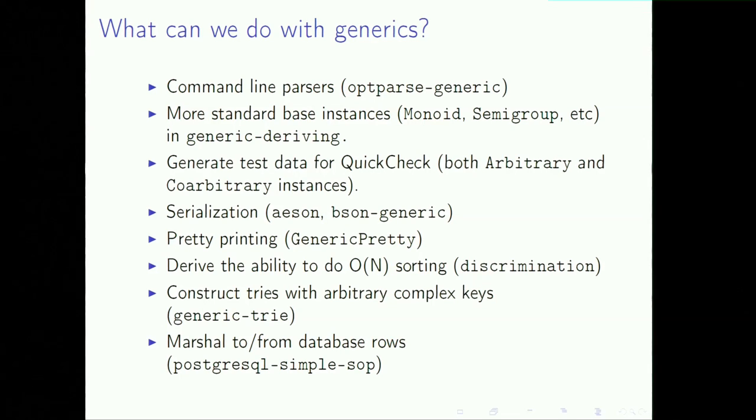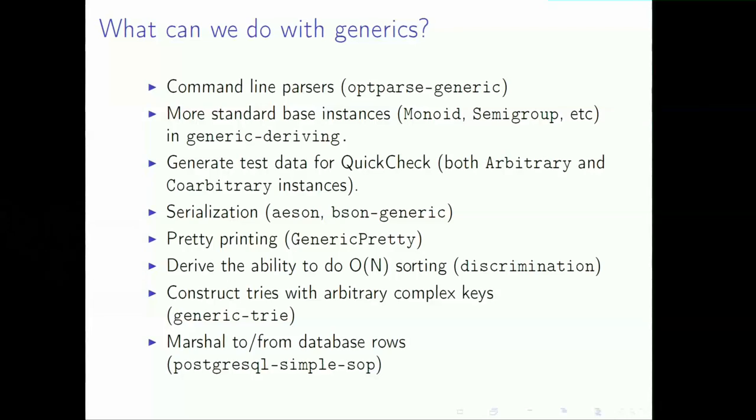called optparse-generic, which is able to generically derive a parser for the command line arguments when we're running things in the command line. So all we need to do is specify a data type of the possible options or parameters to the program. And given that information, that library can generically derive a nice human-readable way to interact with that program at the command line. We can derive some of the more standard base instances like Monoid and Semigroup.